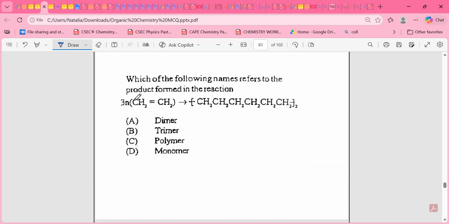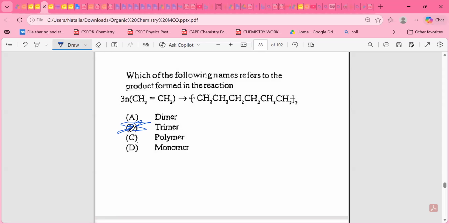The following names refer to the product formed in the reaction. So we have 3 monomer units. That's clear? Yes. Because we have 3 monomer units, we would form a trimer. 50 or more, we get the polymer. 2 of them, we get a dimer.